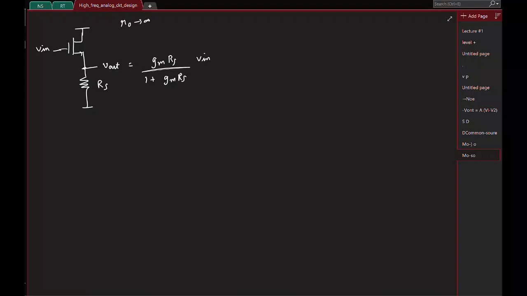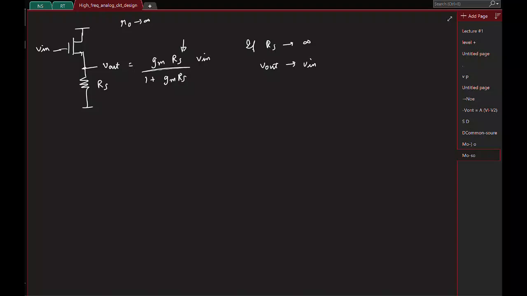Whenever you derive an expression, you do some sanity checks, right? So what is one quick sanity check I can do? Yeah, I can tend Rs to infinity. That corresponds to the current source I had in the last case. If I tend Rs to infinity, what happens to the V out? It becomes equal to Vin. That's exactly what we had earlier.